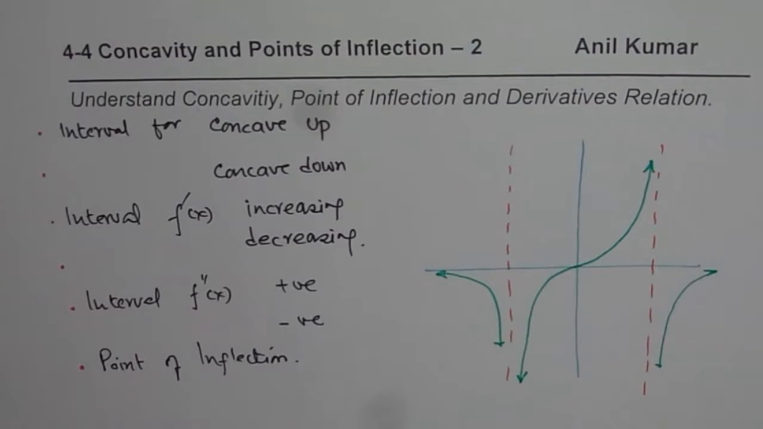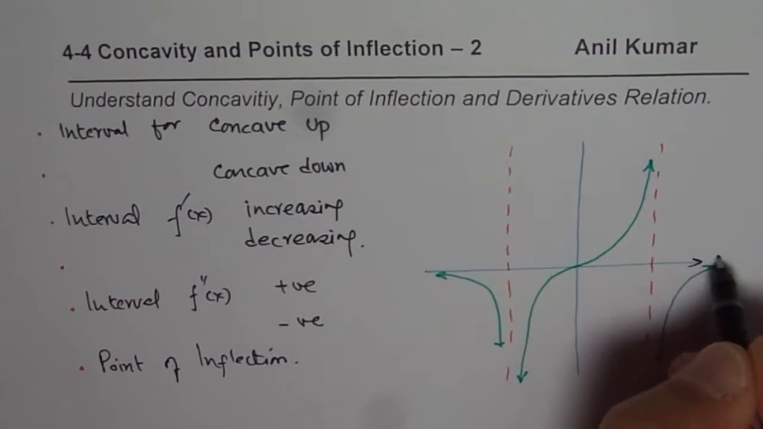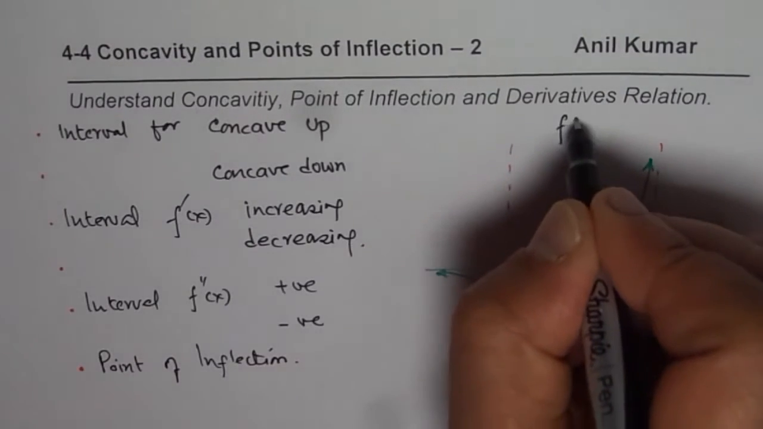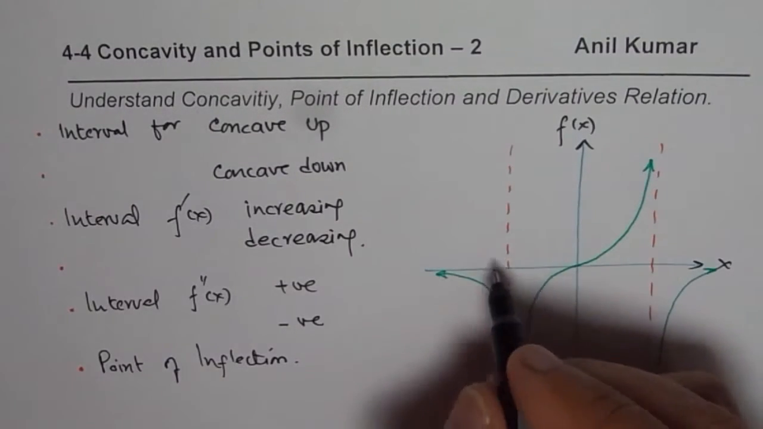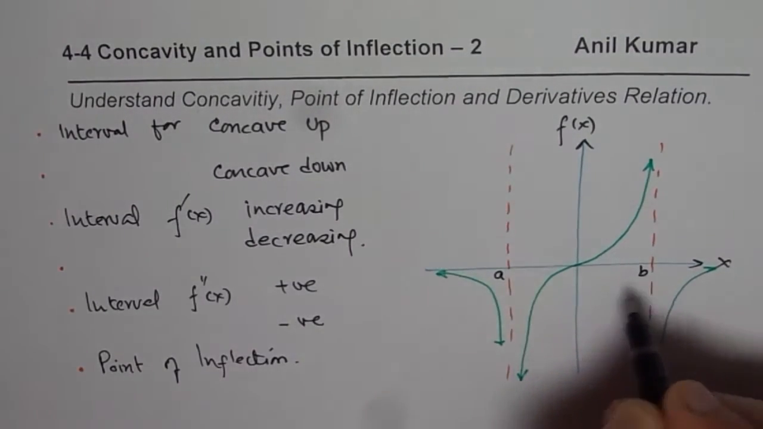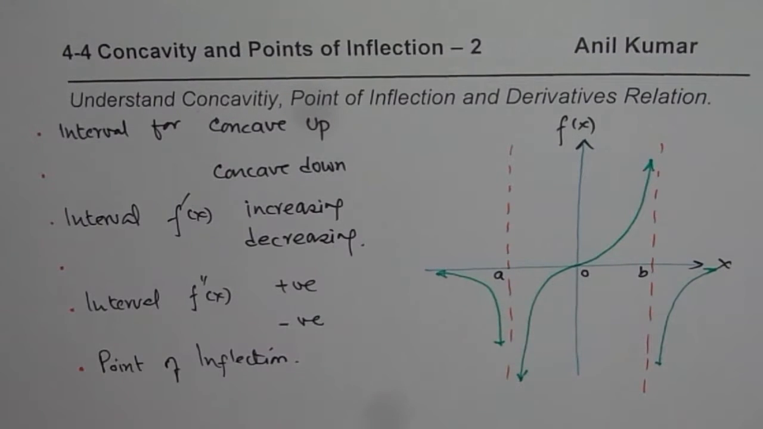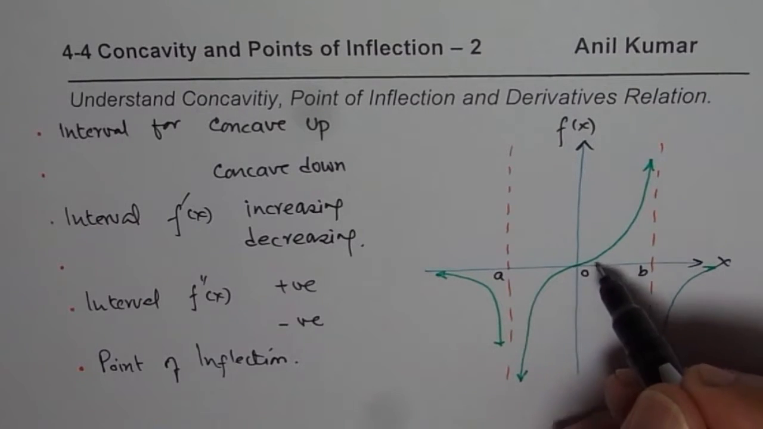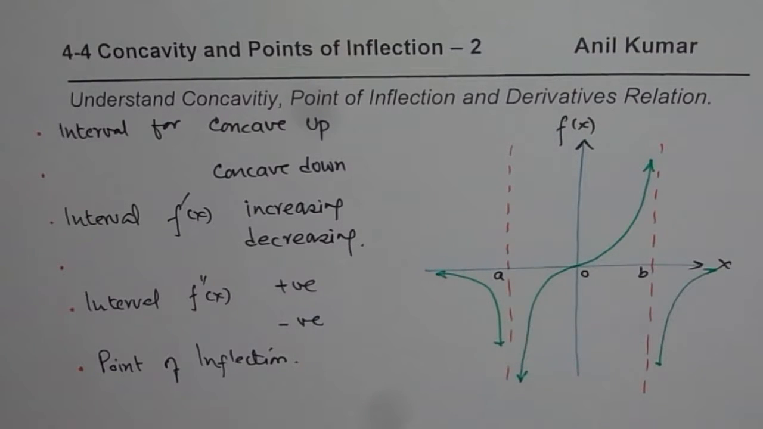Now to answer such a question, let me further label this. Let's say this is the x-axis, this is f of x, and the vertical asymptotes are at a and b, and this is the origin. That should help us to answer most of the questions, since the concavity changes at 0 in this particular case. With these points, it's very easy to answer this question.